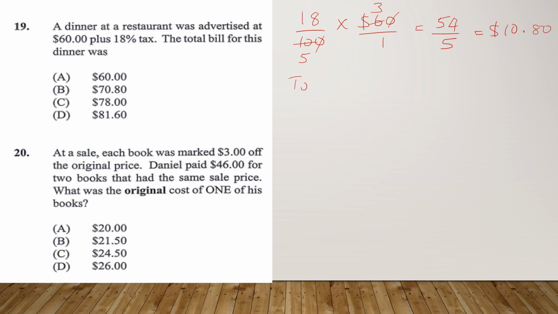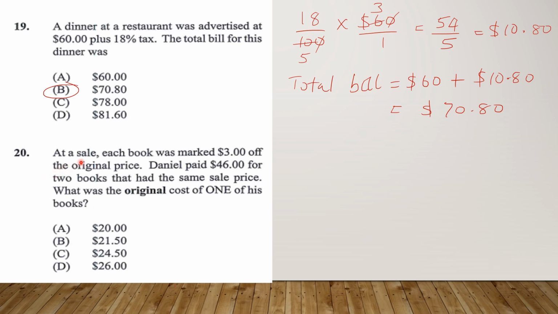So total bill is equal to $60 plus the $10.80. The tax, so we have to add, that is $70.80. So the answer is B.